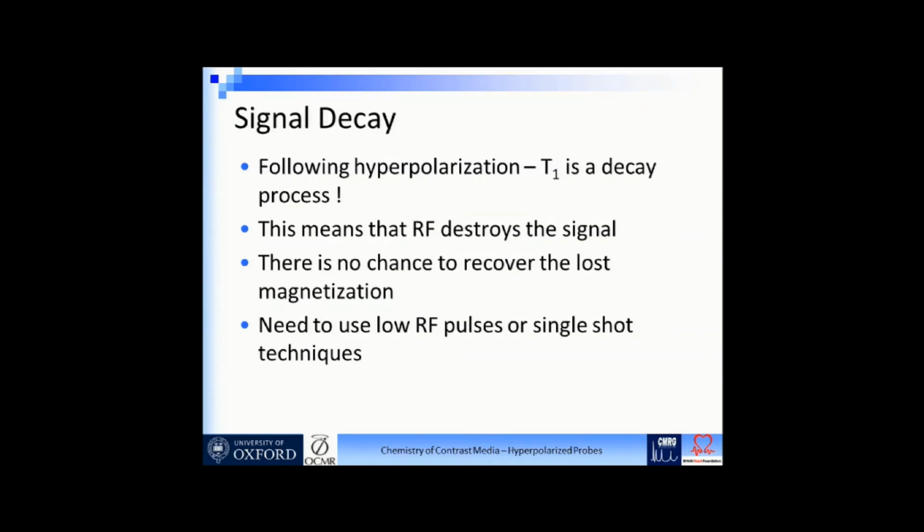So we need to be very sensitive to signal decay and also to the RF that we use. So we need to try and use low RF pulses or single shot techniques so that we minimize our RF exposure.